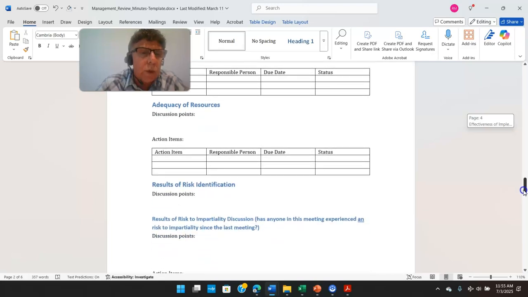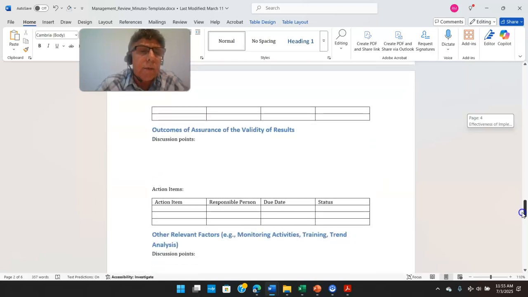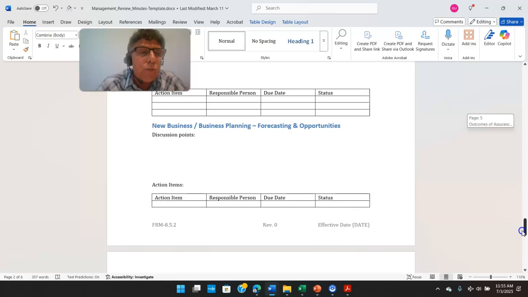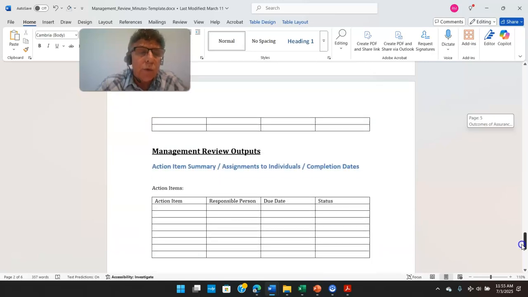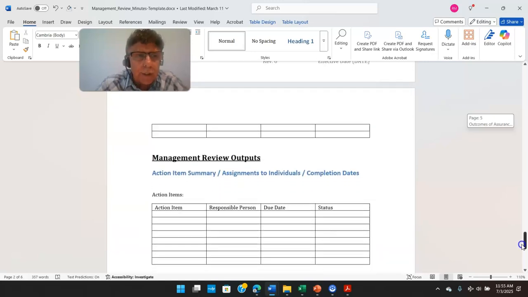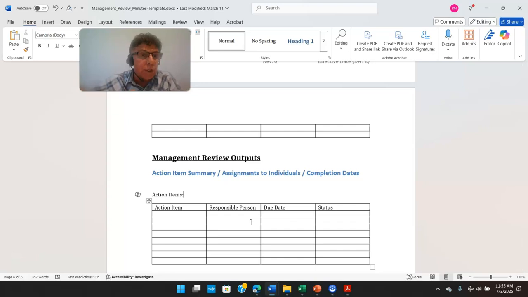And what's really cool is at the end there is the outputs, management review outputs. And what that could be is a summary of all of those other action items and the individual inputs summarized in a table at the end. And this way, you can take the actions here, and during your next management review, that would go into the input section of discussions from previous management reviews.